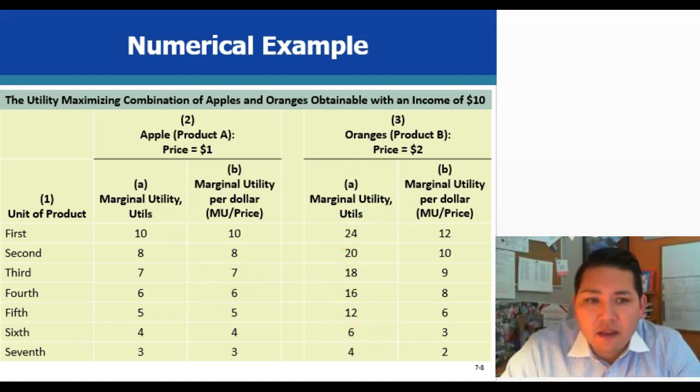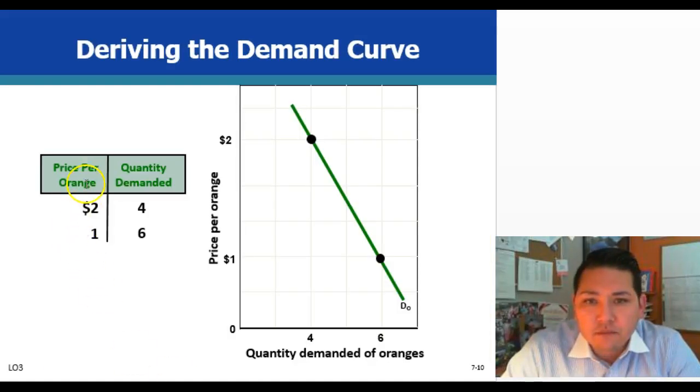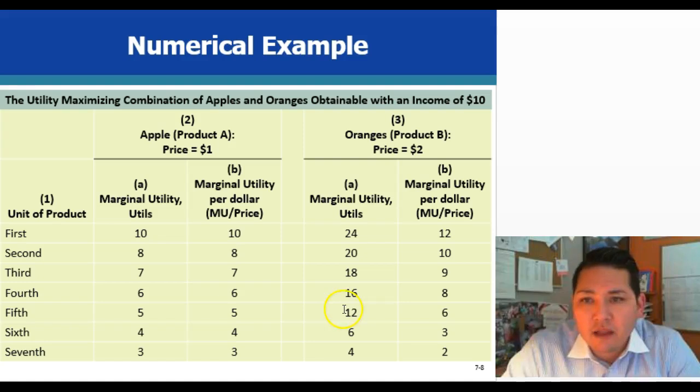So again, if the price per orange went down to $1, the marginal utility per dollar would change. Instead of being 12, it would be 24. Instead of being 10, it would be 20. 9 would be 18. 8 would be 16. 2 would be 12. And so then obviously we would purchase 1, 2, 3, 4, 5 oranges before even looking at an apple.